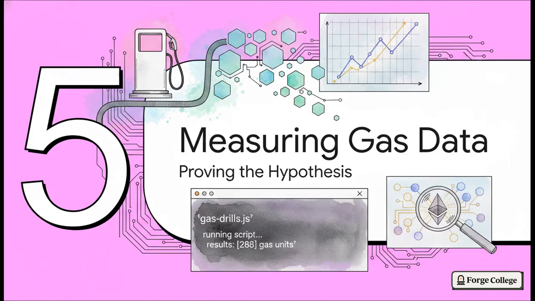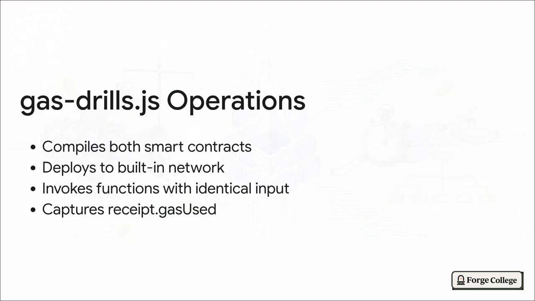Section 5, measuring the gas data. Look, writing elegant code is great, but as scientists, we actually need to prove our theories. We have to run our gas drill script to get the hard numbers. Here's exactly what our Node.js script is doing behind the scenes. First, it compiles both smart contracts. Then it deploys them to hardhat's built-in network using default accounts. Next, it invokes our targeted functions, passing identical inputs to both of them. And finally, it captures the receipt.gasUsed property.